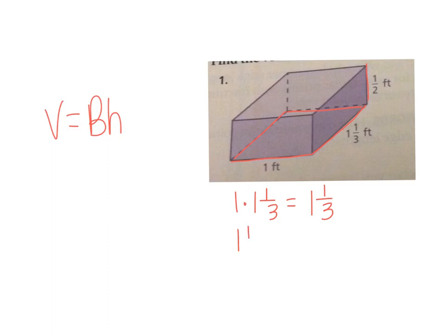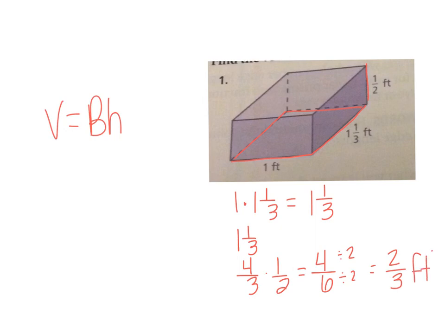So 1 1/3 as an improper fraction would be 4/3 times 1/2 is 4/6, which reduces to 2/3. So my volume is 2/3 cubic feet.